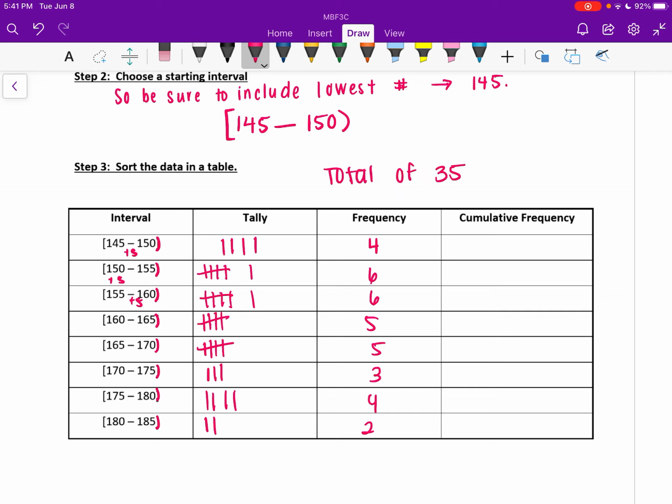So then I just like to check my work. So I had 4, and then 4 plus 6 is 10. 10 plus 6 is 16. 16 plus 5 is 21. 21 plus 5 is 26. 26 plus 3 is 29. 29 plus 4 plus 2 is 35. The other thing I could have done is I could have just gone and counted my frequency. I could have done 4 plus 6 plus 6 plus 5 plus 5 plus 3 plus 4 plus 2. Right, and I know that's going to give me 35, so I know that I got all the numbers.